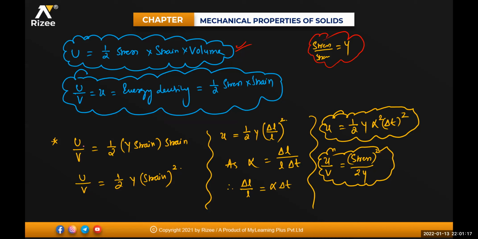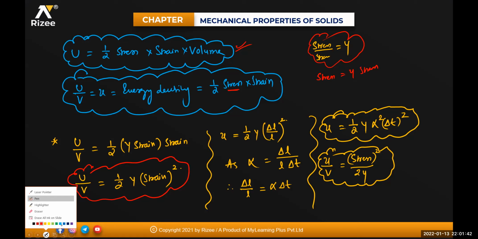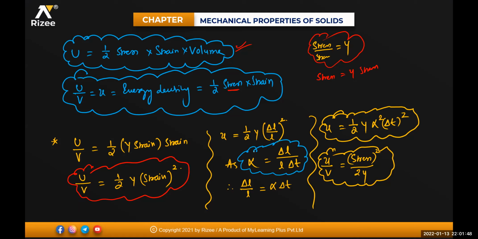Okay. Now in the first case, energy density U by V is equal to half into the value of the stress. I am writing stress as what, beta? Stress is equal to Y into strain. So that value I have substituted here, and I'm getting the answer in terms of strain whole square. So you know strain is nothing but what, beta? Change in length by original length, so delta L by L. Now here I know this relation: alpha is known as what, beta? Coefficient of linear expansion. Delta L is your change in length, small l is your original length into delta T. So delta L by L is known as what, beta? Strain. The strain is equal to alpha delta T.